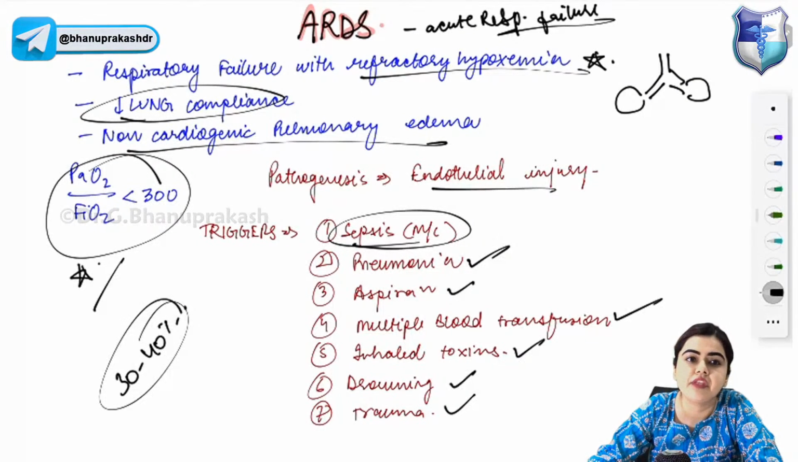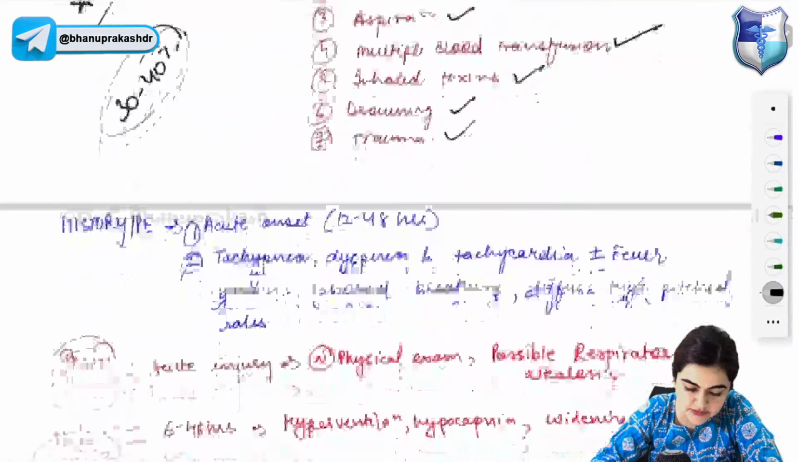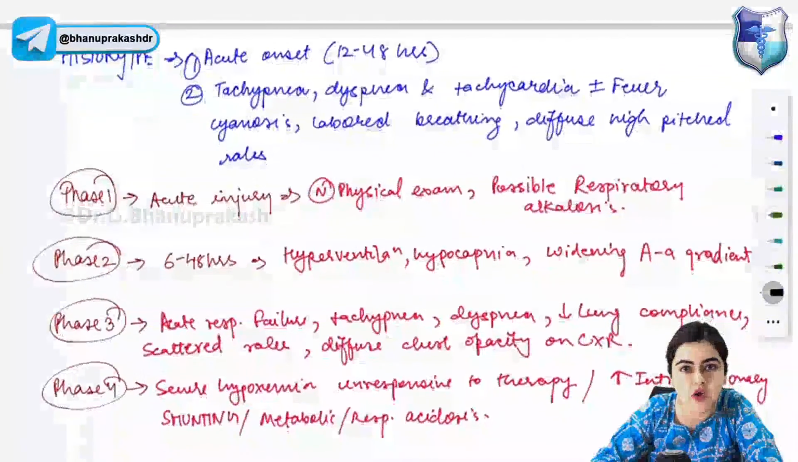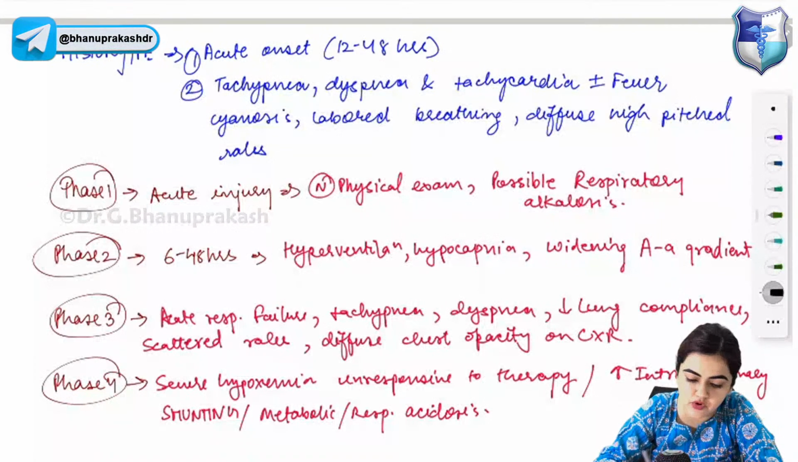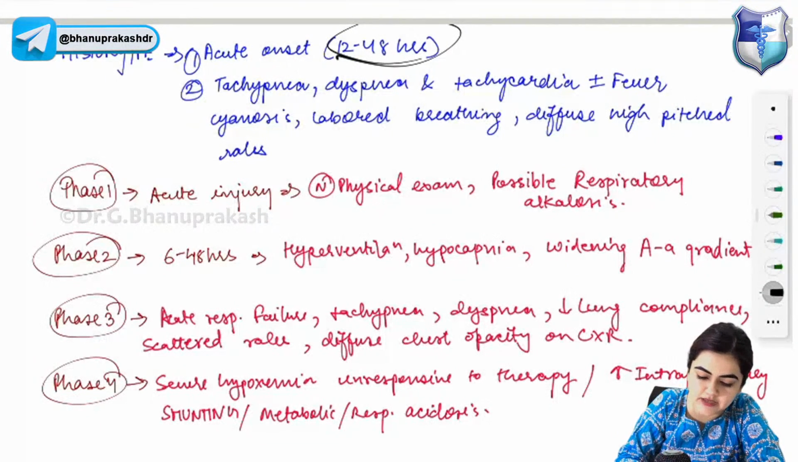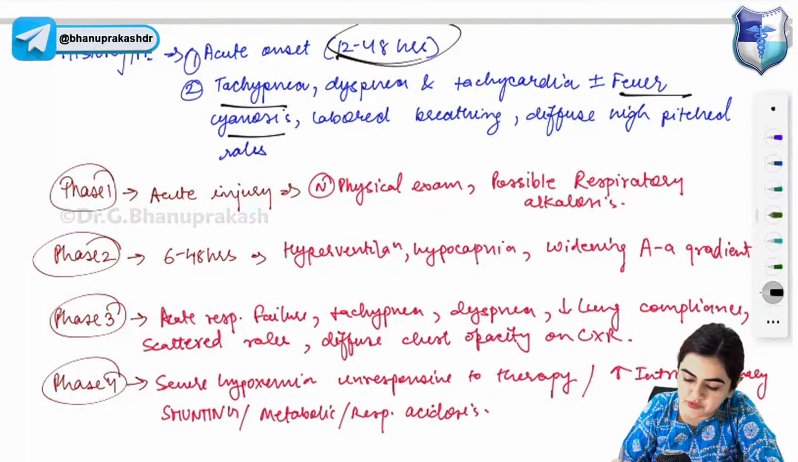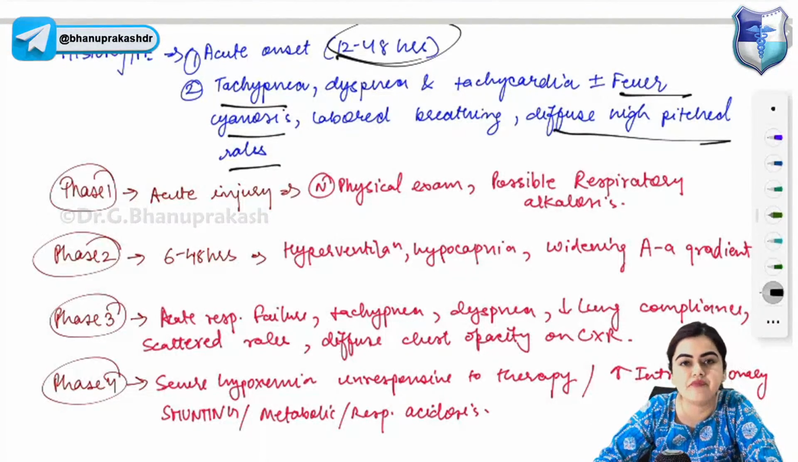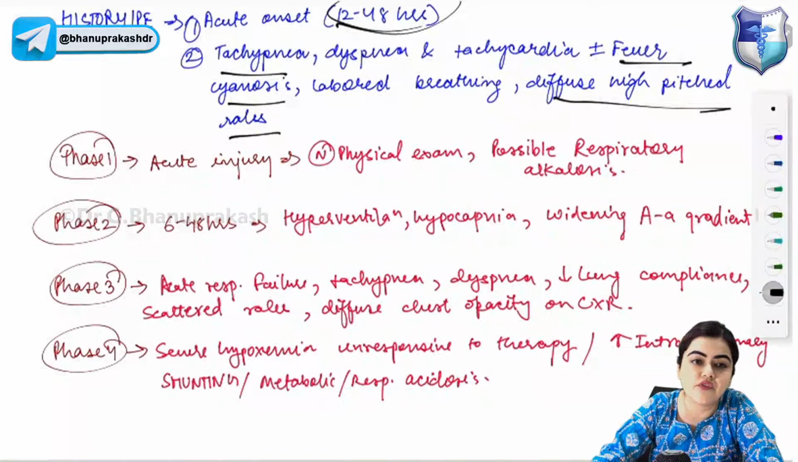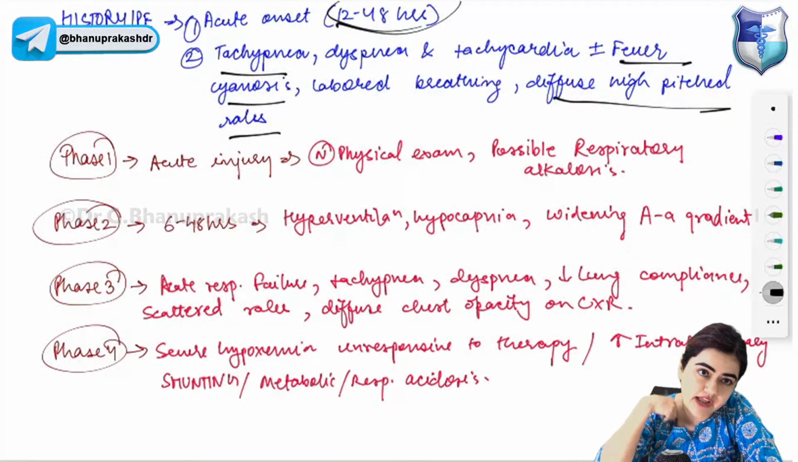And how does ARDS present? ARDS presents with acute onset of respiratory failure within 12 to 48 hours of the triggering agent. You will get tachypnea, dyspnea, tachycardia, fever, cyanosis, labored breathing, diffuse high-pitched rales in the patient. Now, there are different phases of ARDS frequently asked in the exam. Yes, you will get bilateral lung infiltrates, I will come to that.